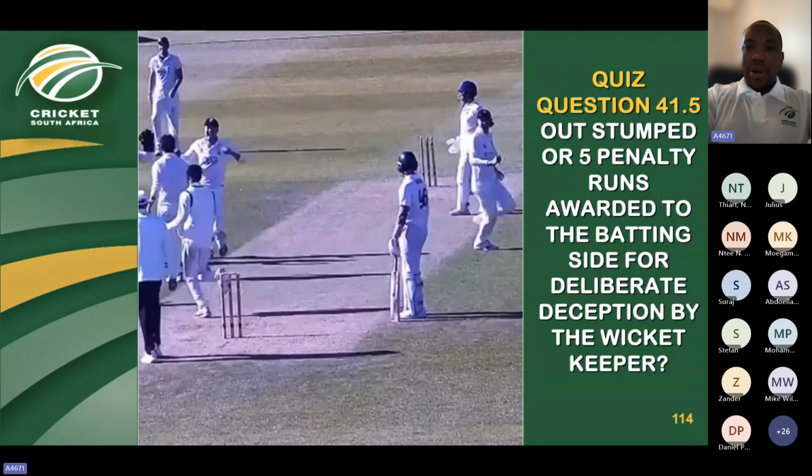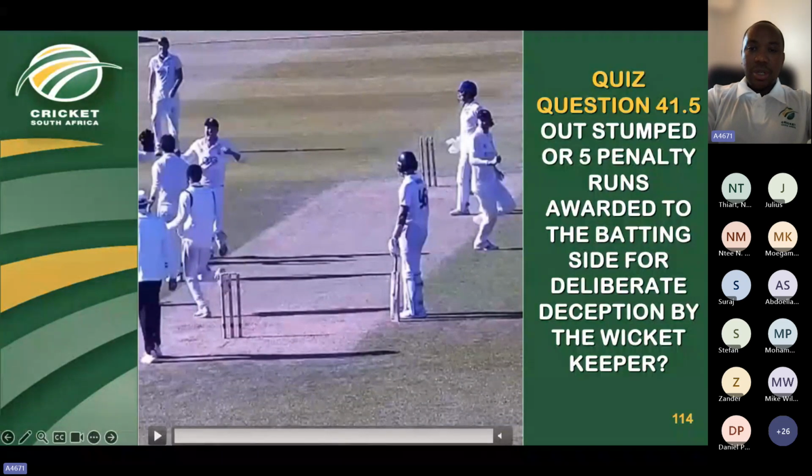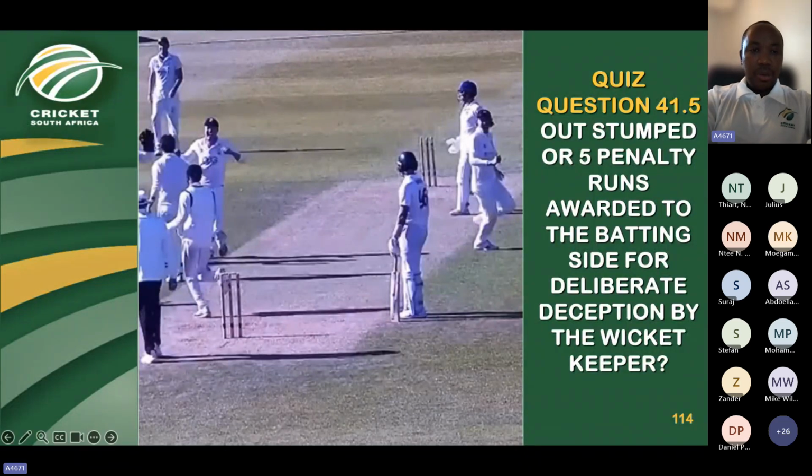Quiz question 41.5. Type into the chat box now: out stumped or 5 penalty runs awarded to the batting side. I'm going to play it one last time, and then we move on to the next subsection of this law.